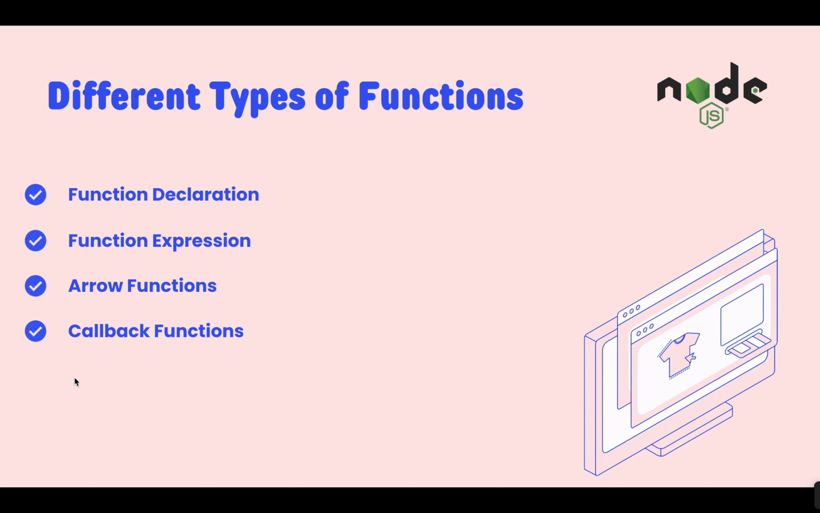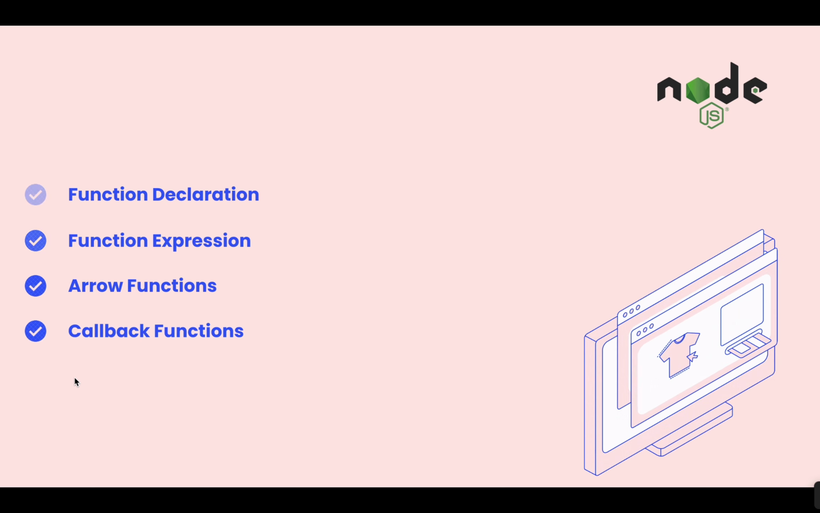There are different types of functions in Node.js, like function declarations, function expressions, arrow functions, and callback functions, which I'm going to go through each of in a bit more detail.